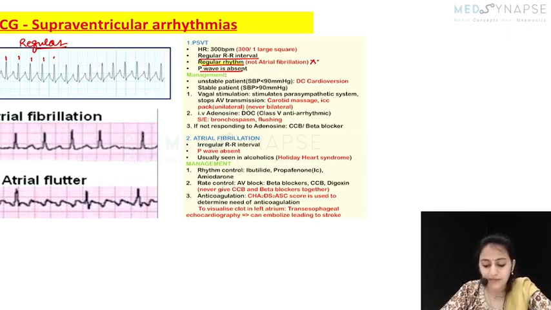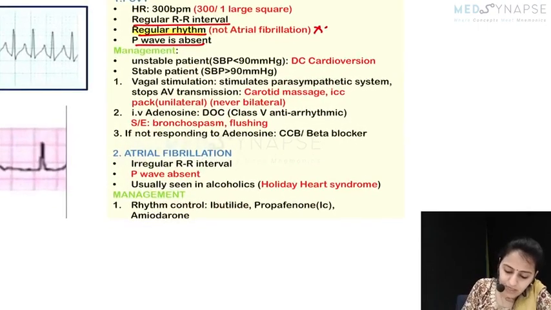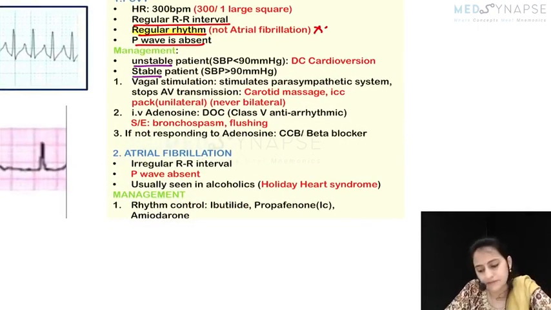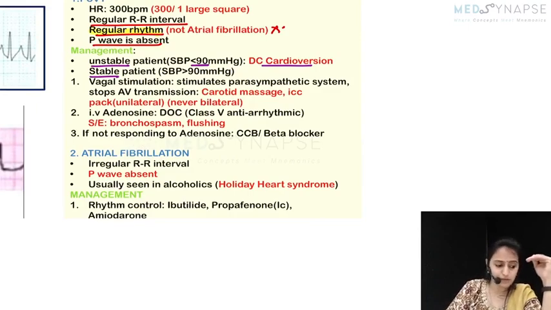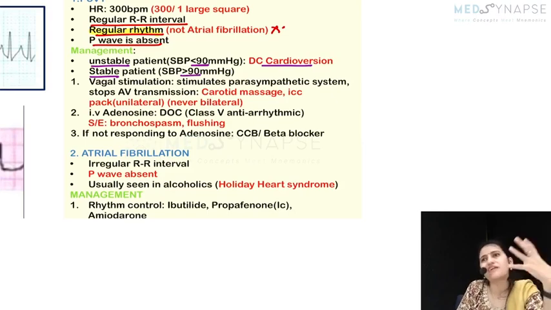How do you manage a patient of PSVT? It depends on whether the patient is stable or unstable. Unstable patient, that is systolic blood pressure less than 90, the first thing you have to do is cardioversion. Right? You will not waste time. Directly you would do a cardioversion. Stable patient, systolic BP more, you have time.